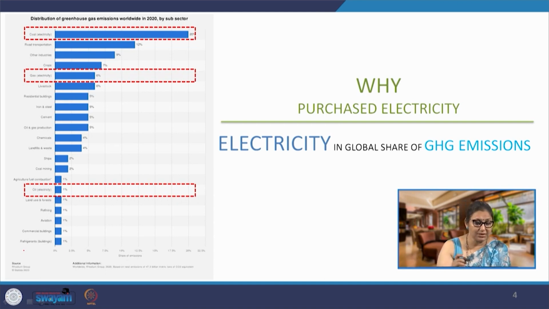So, what we are seeing here is that electricity produced using coal plus electricity produced using gas and electricity produced using oil together constitute around 25 to 30% of the total emissions of the world. And of this almost 25%, we are looking at almost 35 to 40% of this energy going into buildings only for creating comfort, and that is what we have been talking about.